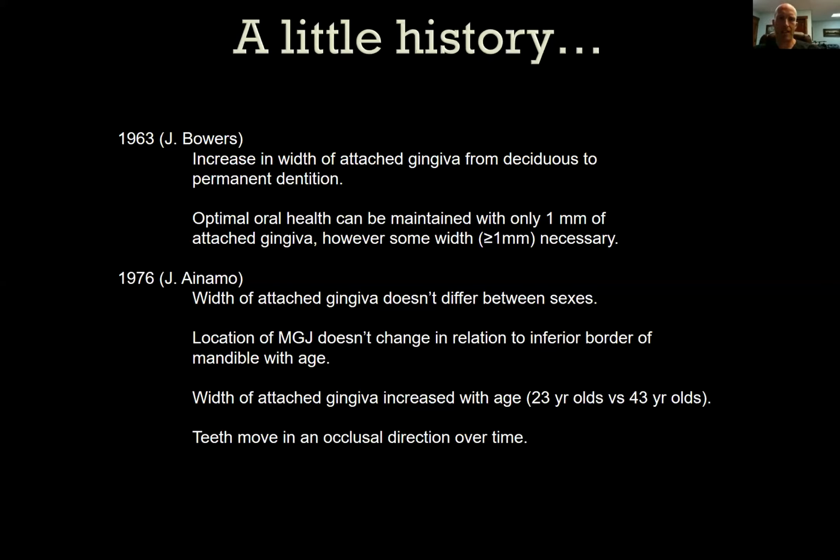In 1976, another study was done, and they found that the width of attached gingiva increased as age increased. Interestingly, the location of the mucogingival junction does not change in relation to the inferior border of the mandible with age. That would make sense, as we know that teeth move in an occlusal direction over time. So if that width of attached gingiva is increasing, then the mucogingival junction most likely is remaining in the same relationship to the inferior border of the mandible.